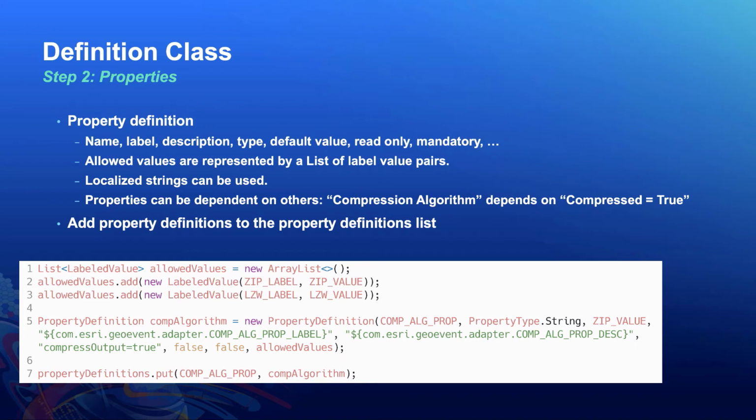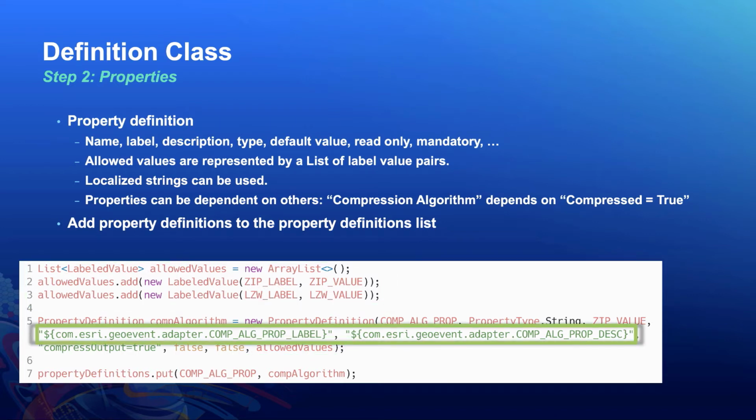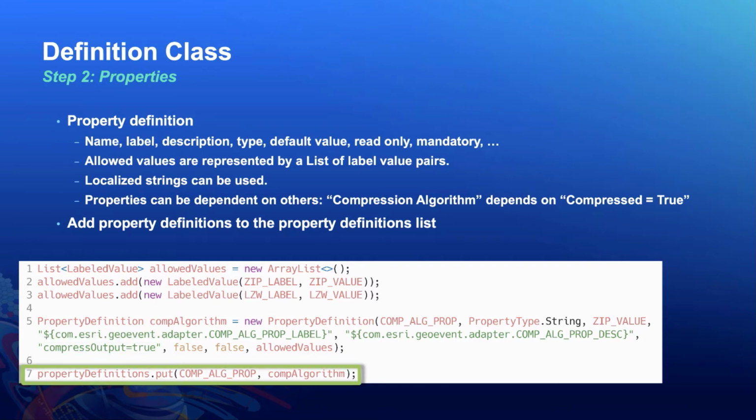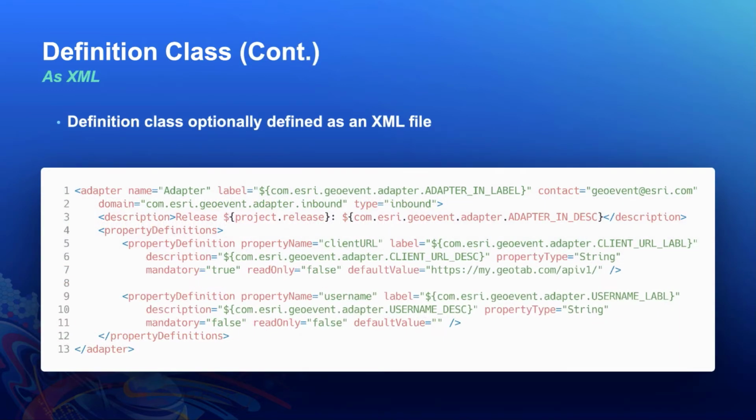Now, when we look at the property definition, you can see that we can specify attributes such as name, type, default value, a list of allowed values, localized versions of its label and description, as well as other properties that may be dependent on, in this case, compress output. Once the property definitions have been created, you must add them to the property definitions list. And like I said in a previous slide, property definitions can also be written in XML and will include the same exact capabilities as if you were to write it in a Java class. At the end of the day, it's really just a matter of what you prefer as a developer and what you are more comfortable writing.